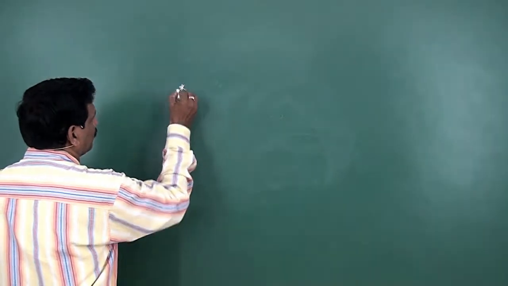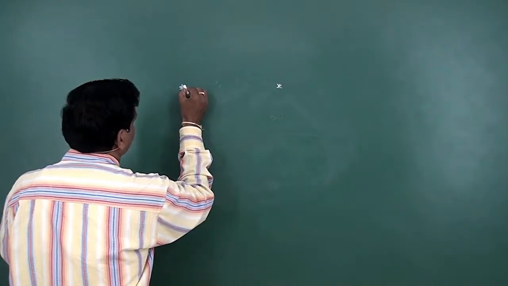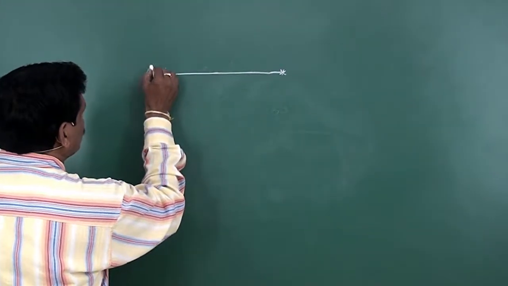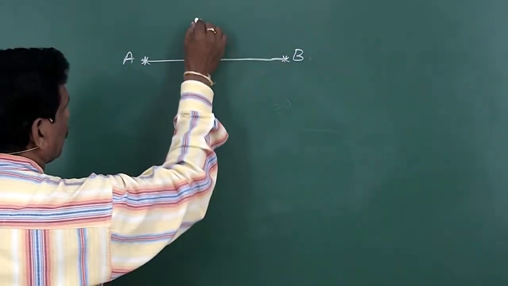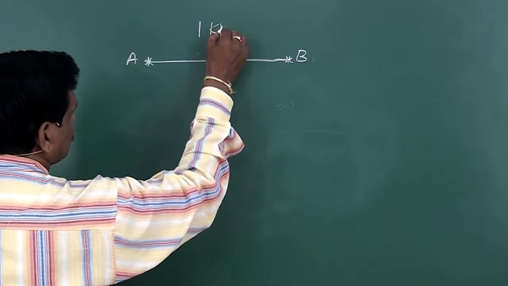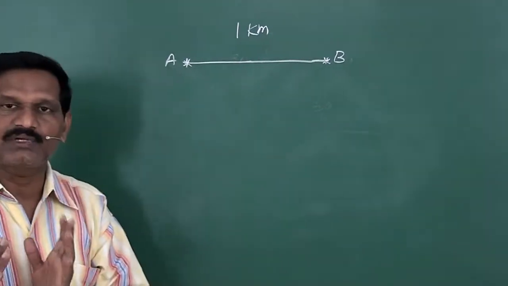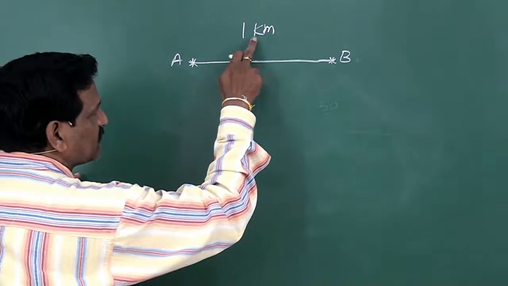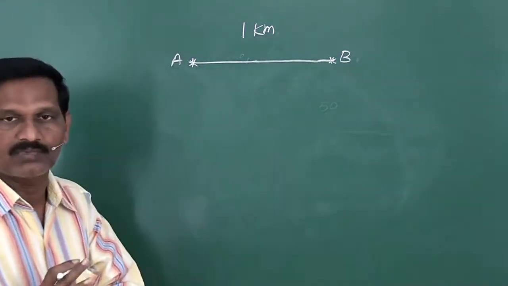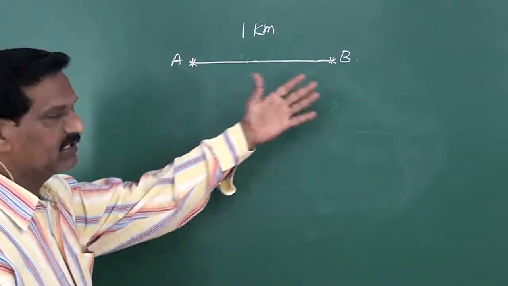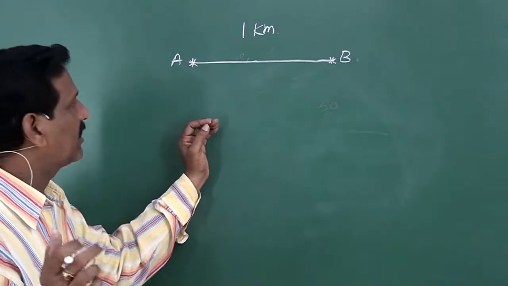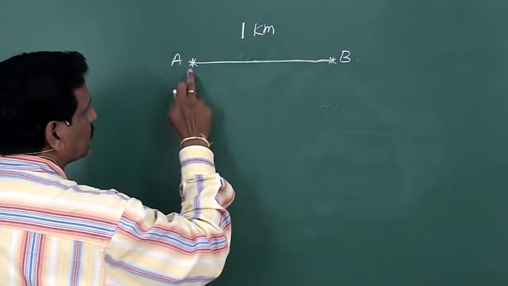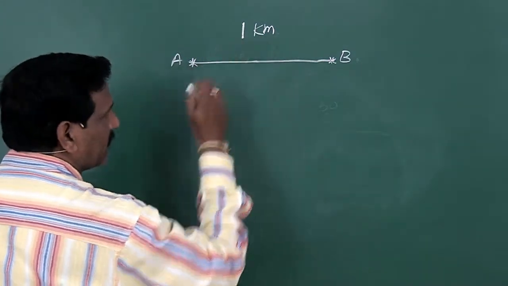So this is one place, this is another place. Say the distance between these two places is 1 km, because this is not given. Distance between the two places is not given. We assume that the distance is 1 km. For this type of problems, you consider the distance between the given places can be 1 km. There is no problem. So just assume that the distance between these two places is 1 km.